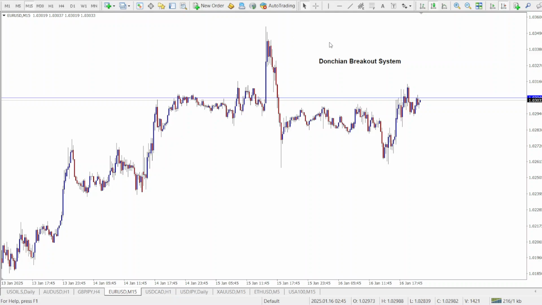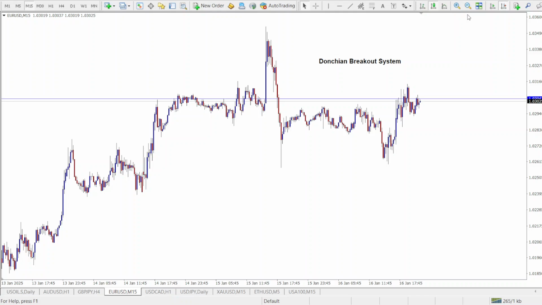Now I just want to give a brief overview before we dive into the technicalities. Basically, the idea of this Donchian breakout system is simple. When the price breaks above the upper band of the indicator, it signals a potential uptrend, and when it breaks below the lower band, it signals a potential downtrend. The key here is to use these breakouts as entry signals. Now we're going to talk about setting up this indicator on your trading platform.